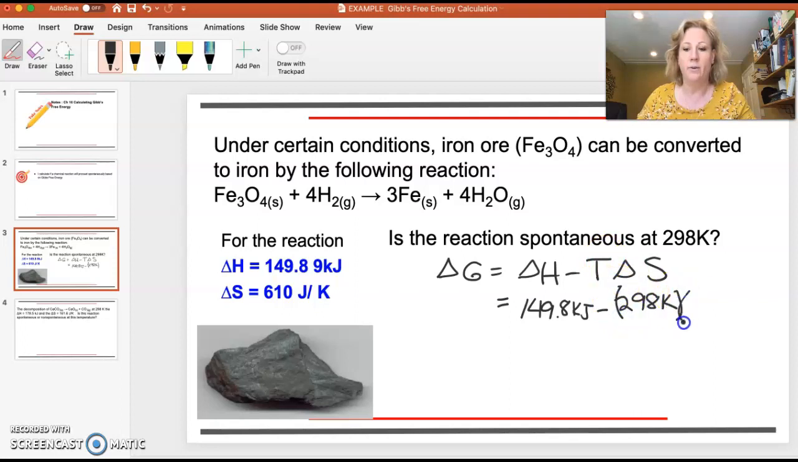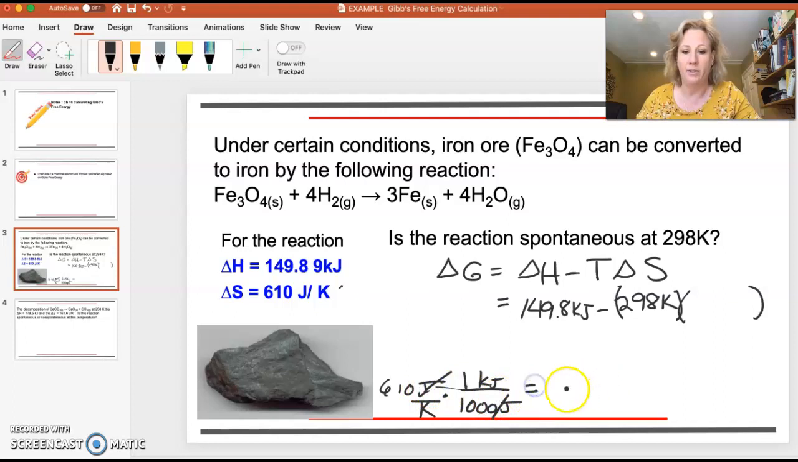The only thing is, though, my entropy happens to be given in joules per Kelvin, but you really need it in kilojoules per Kelvin, because then the Kelvin will cancel and you'll end up with two kilojoule terms. So I'll just do that down here, and a lot of you can just do this in your head, but I'll show you that there would be 1,000 joules in 1 kilojoule, so those would cancel. So really you're just dividing by 1,000, so it becomes 0.610 kilojoules per Kelvin. So that's what I'm going to put here.